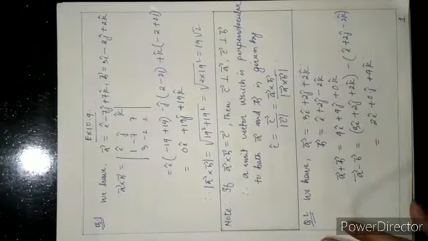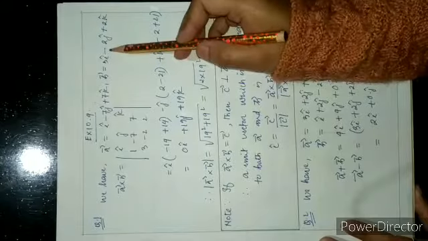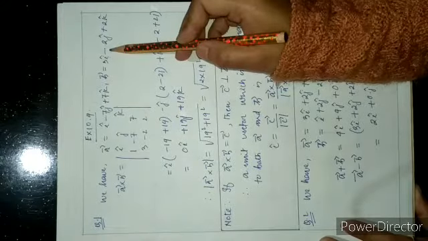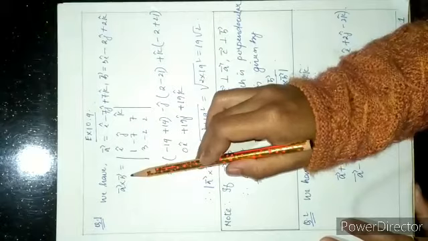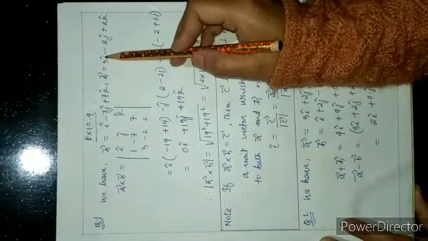Question number 1. Here we have two vectors A vector and B vector. Then write all the components of A vector and B vector. Find A cross B, the cross product of the two vectors in terms of their components.